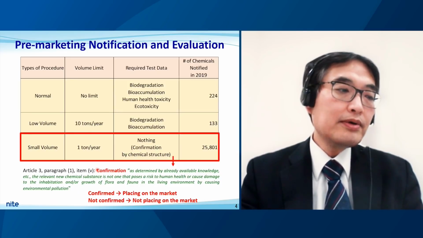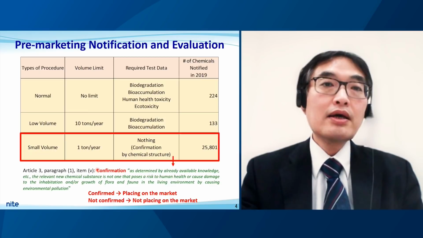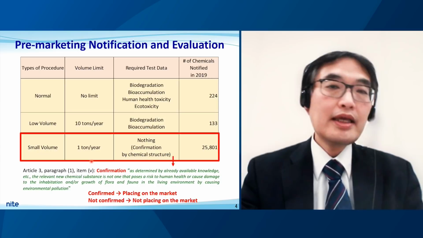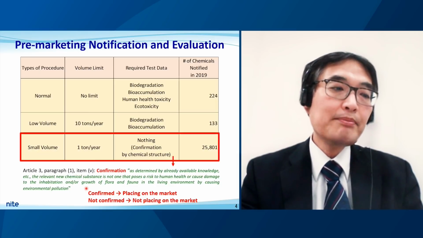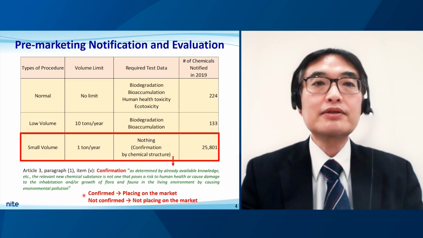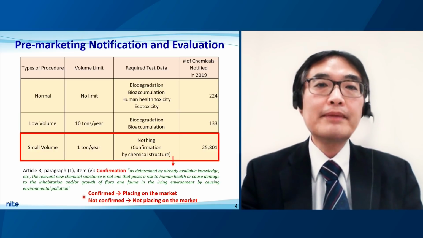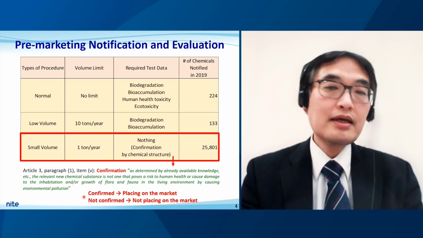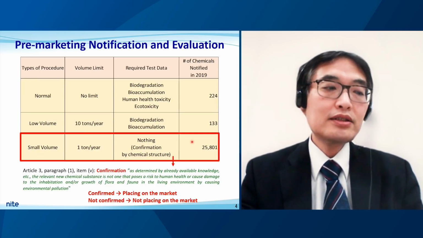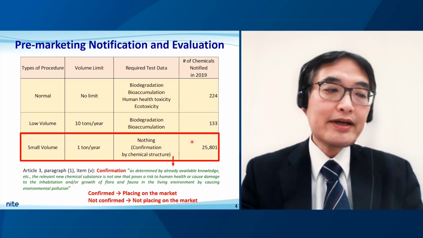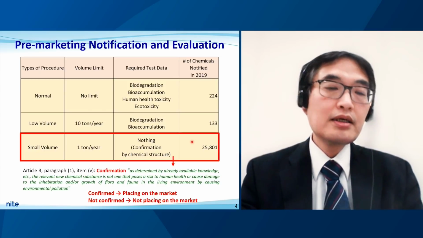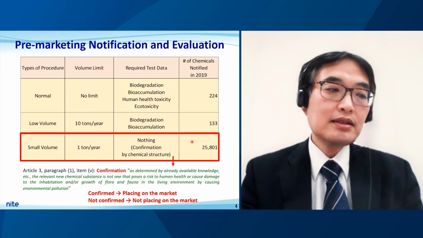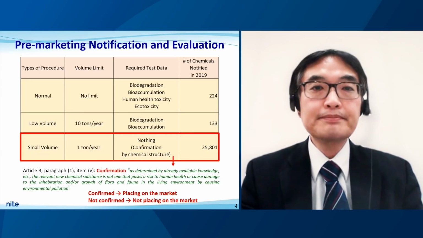The evaluation of small volume chemicals is called confirmation. If a chemical is confirmed, the chemical can be placed on the market, but if not confirmed, the chemical cannot be placed on the market. Every year, more than 20,000 chemicals are notified as small production volume chemicals. So the confirmation process for small production volume chemicals is very significant work for the evaluators.